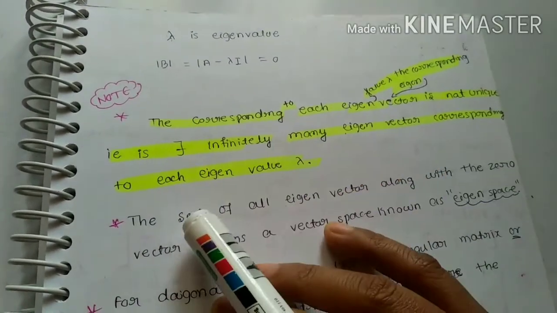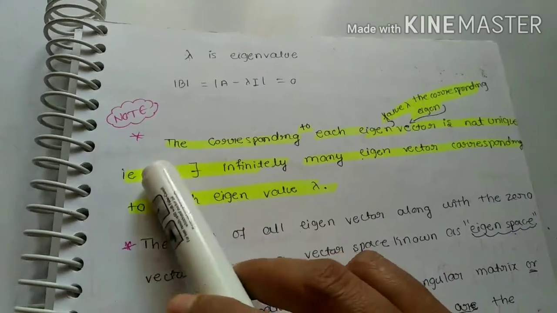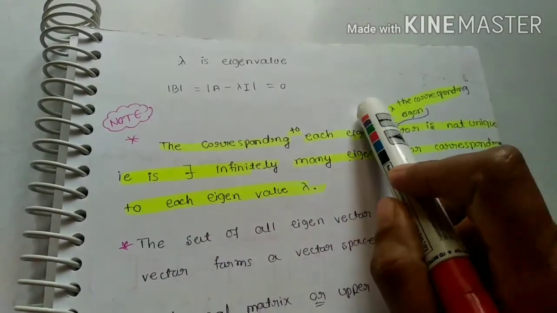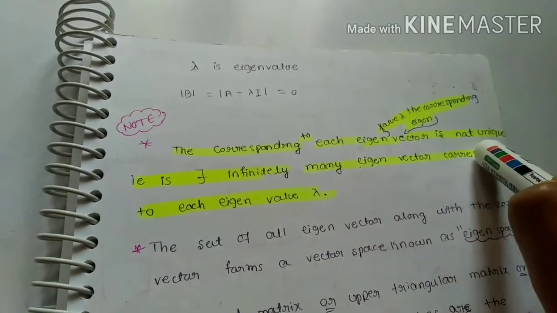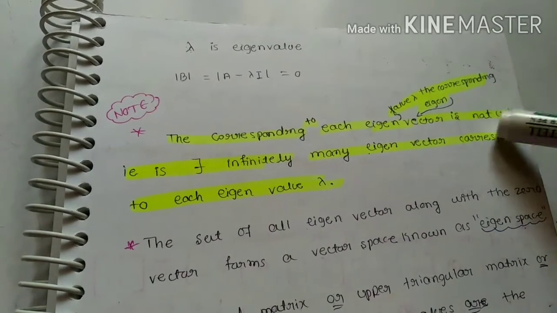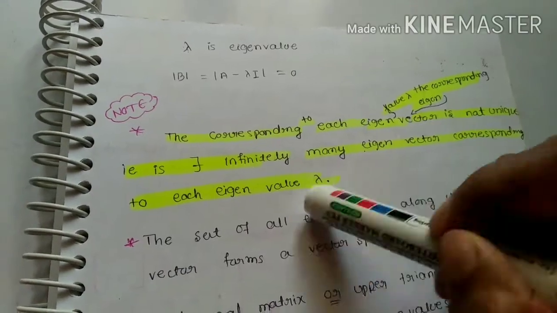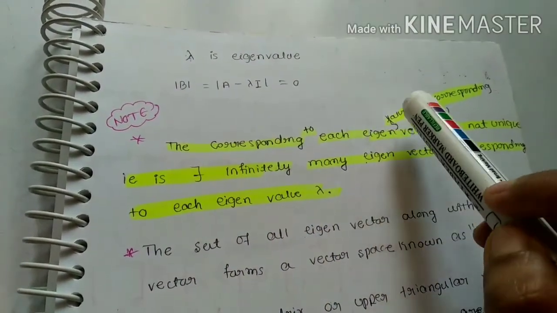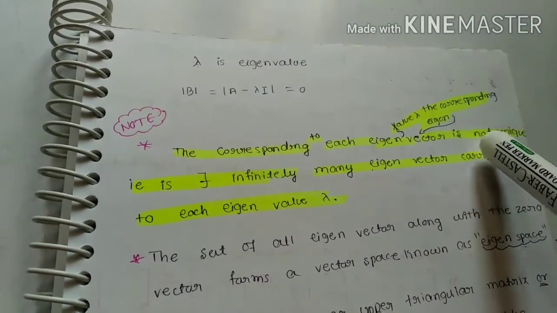So next, here is a note. You have to keep remembering this important thing: corresponding to each eigenvalue lambda, the corresponding eigenvector is not unique. Just look here, guys, so many students are getting confused about this point. Corresponding to each eigenvalue lambda, the corresponding eigenvector is not unique.